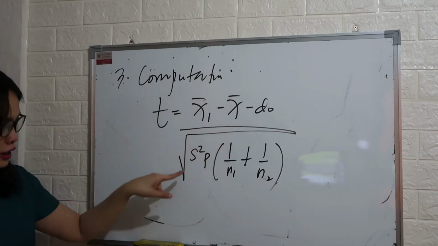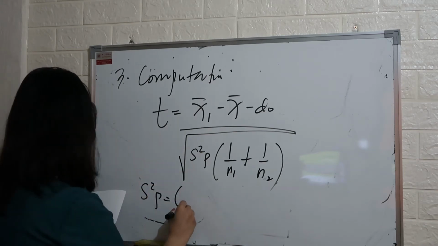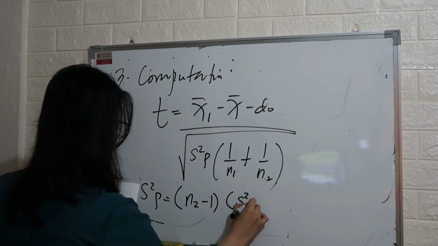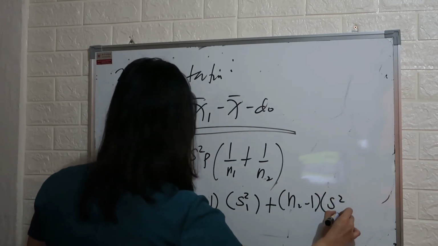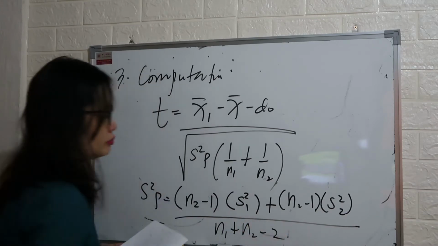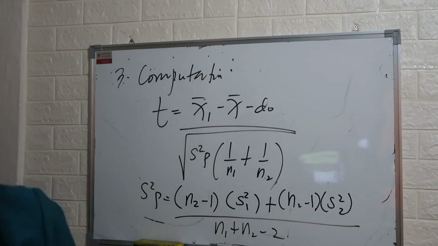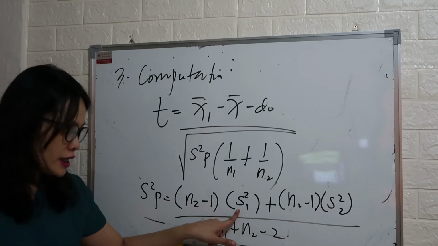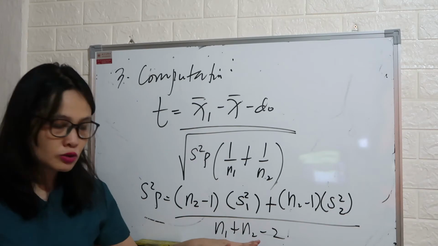But of course, we need to solve for s squared p. So s squared p will be equal to n sub 1 minus 1 multiplied by s squared sub 1 plus n sub 2 minus 1 multiplied by s squared sub 2, over n sub 1 plus n sub 2 minus 2. So apply the formula in the first condition: n sub 1 minus 1 multiplied by the variance of the sample, plus n sub 2 minus 1 multiplied by the variance of the sample, over the degree of freedom, n sub 1 plus n sub 2 minus 2.